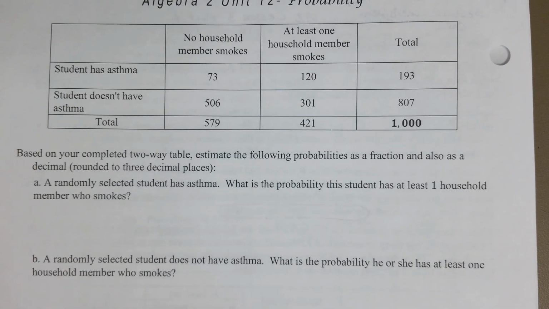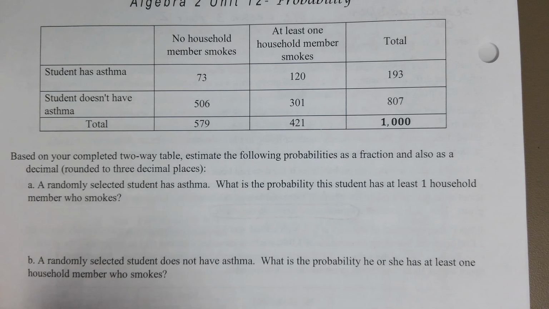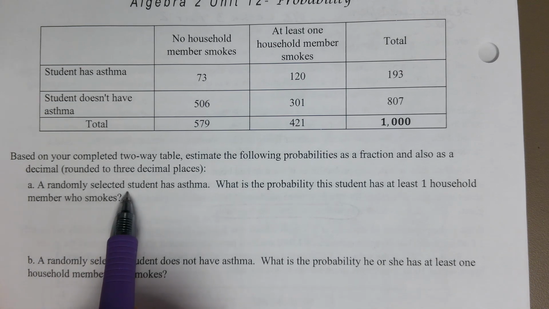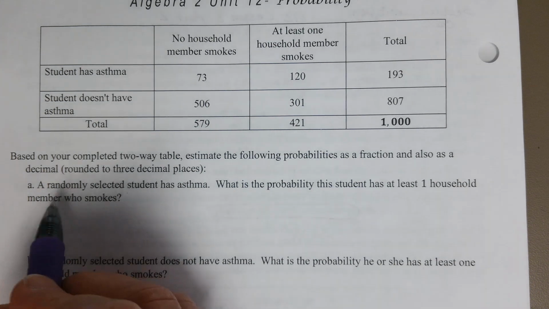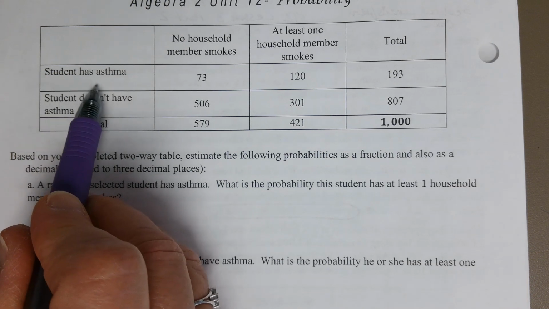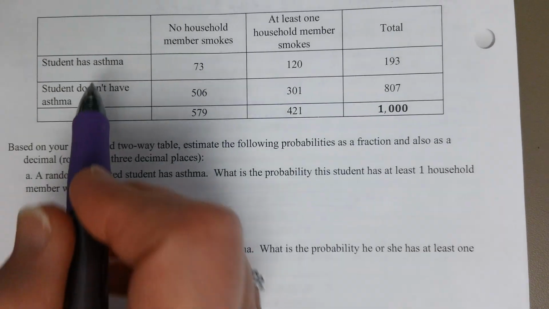Based on our completed two-way table, estimate the following probabilities as a fraction and also as a decimal rounded to 3 decimal places. Our randomly selected student has asthma. Okay, so a student has asthma. We're looking here.